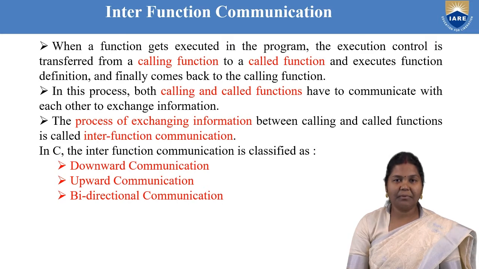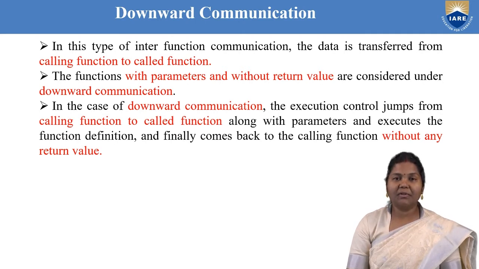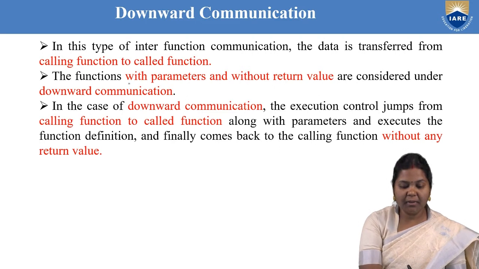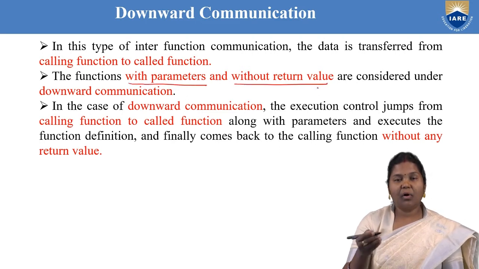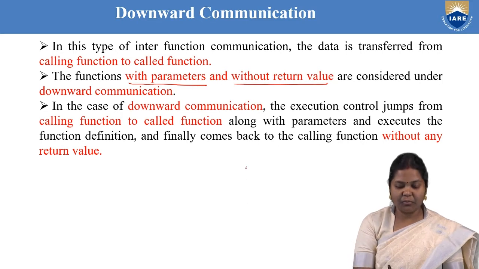First, we'll start with downward communication. What is downward communication? In this type of communication, the data is transferred from the calling function to the called function. So, the functions with parameters and without return value are considered under downward communication. Here, the calling function passes some parameters or arguments, but the called function returns nothing to the caller. This is called one-way communication or downward communication.